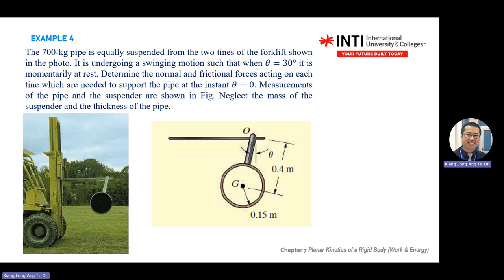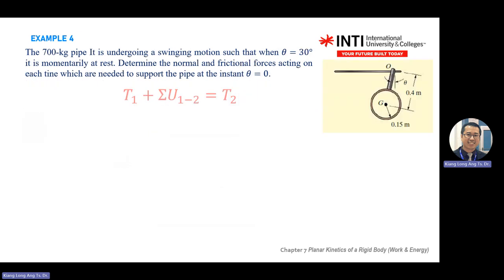Okay. So the measurement of the pipe and suspension are shown in the figure. Ignore the mass of the suspender and the thickness of this one. So we need to find the friction force here. Okay, the center of the object, G, is given, the radius is given. The O to G is given, the angle is given. So in this case, you solve using the principle of work and energy.